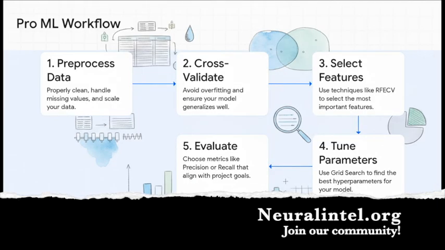So let's wrap this all up into a single playbook. First, you build a rock-solid foundation with clean data. Second, you validate everything with cross-validation so you can trust your results. Third, you find the leanest, most powerful features. Fourth, you tune your model to squeeze out maximum performance. And finally, you evaluate it all with a metric that actually matters to the business.